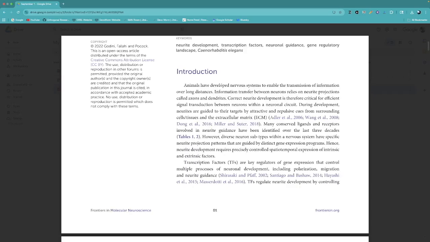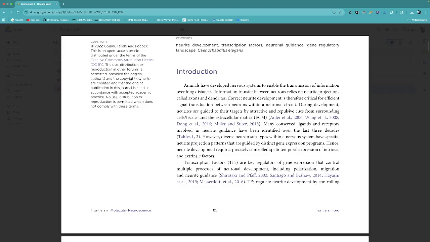So this introduction just talks about how animal nervous systems have developed to enable the transmission of information over long distances. Information transfer between neurons relies on neurite projections called axons and dendrites. So axons are going out from a cell, dendrites are coming into a cell, and they allow for information processing to occur. And so the neurites are basically these projections from the cell body itself.